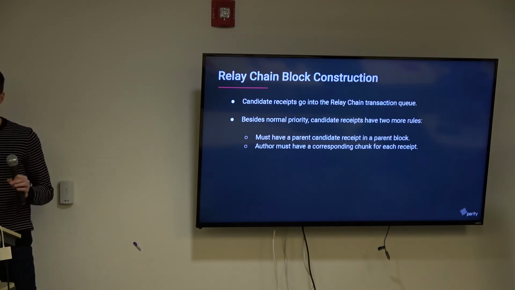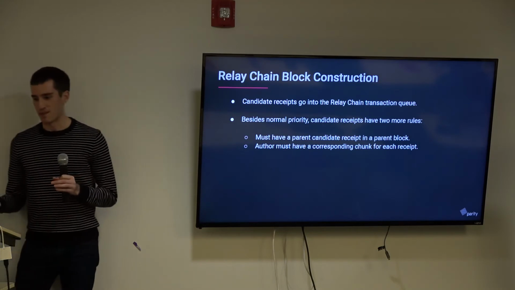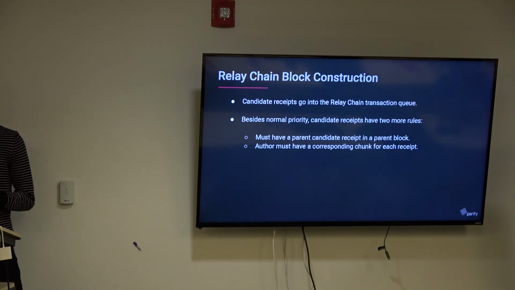And now we need to make a block, because we actually have one of these candidate receipts in our transaction queue, and that means we can start putting them into blocks. Polkadot has its own block construction, or block authorship algorithm, called Babe. It's probably going to be changed to something called Sassafras, which is also super cool, but we don't have time to talk about it.